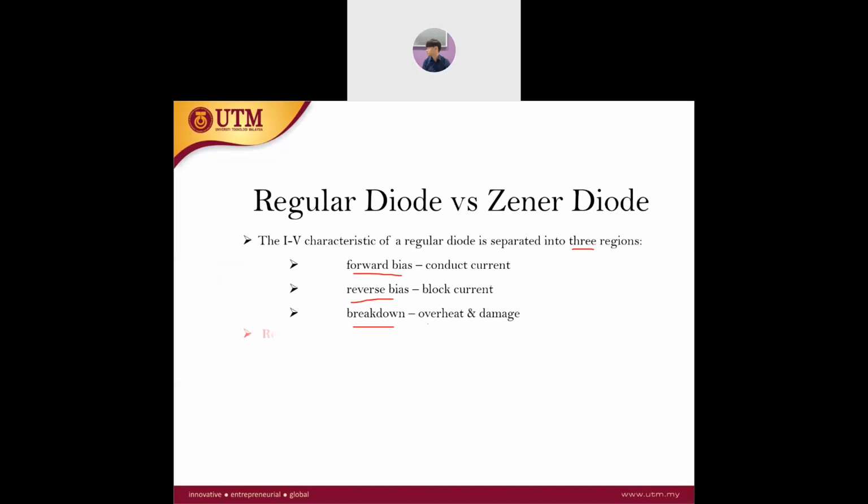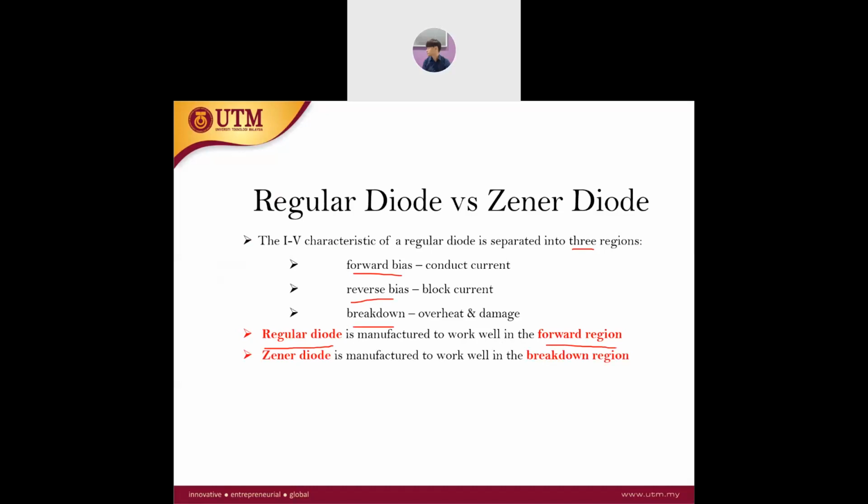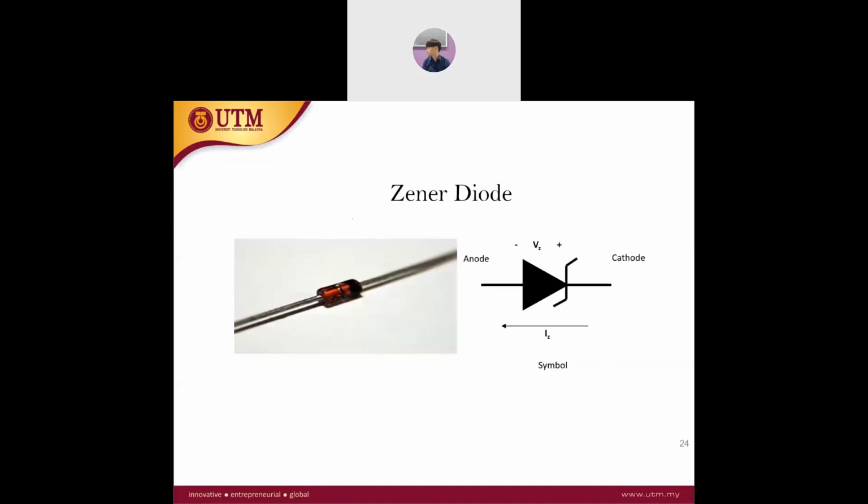So regular diodes, in this red font, are manufactured to work well in the forward region. This one is for the regular diode. However, the ZENER diode is different because it is manufactured to work in the breakdown region. So this is the speciality of our friend the ZENER diode.